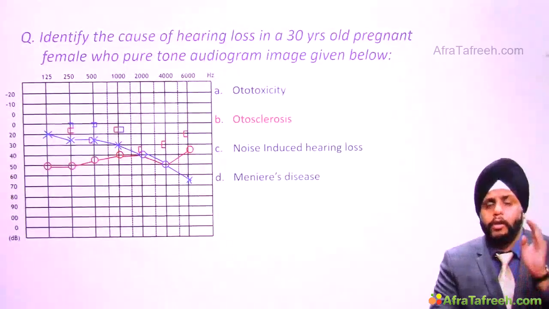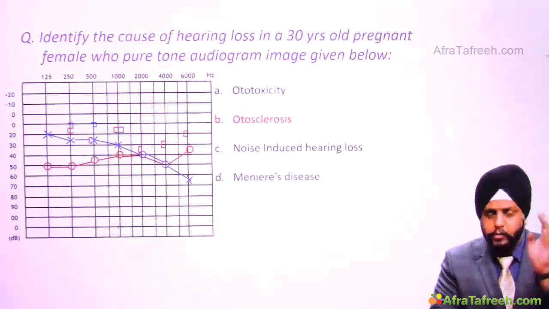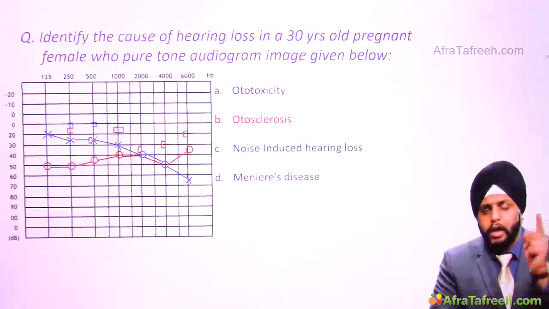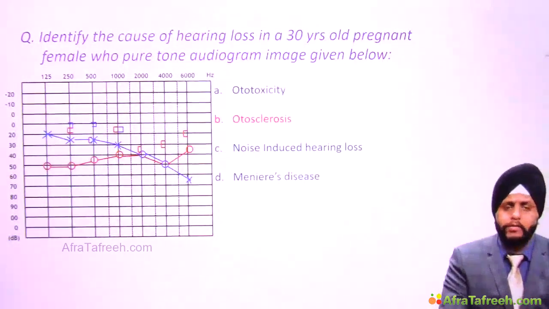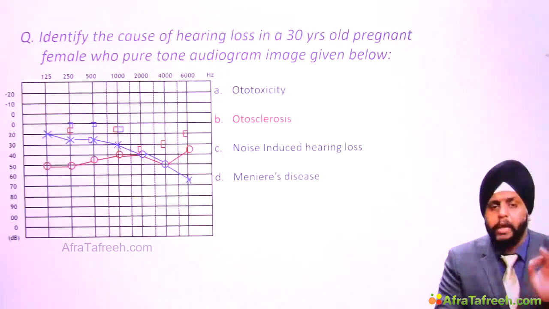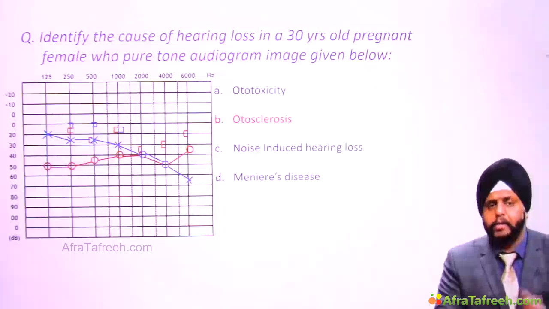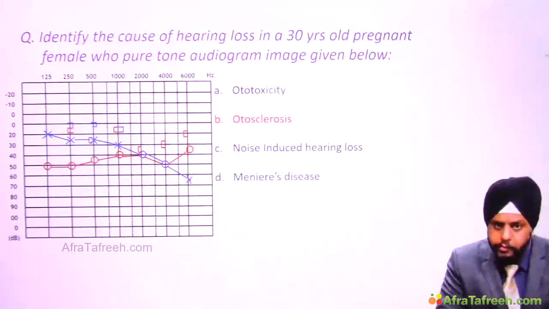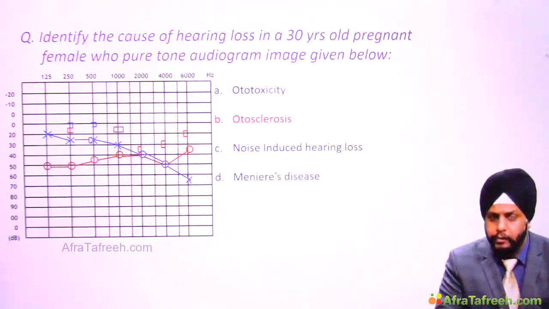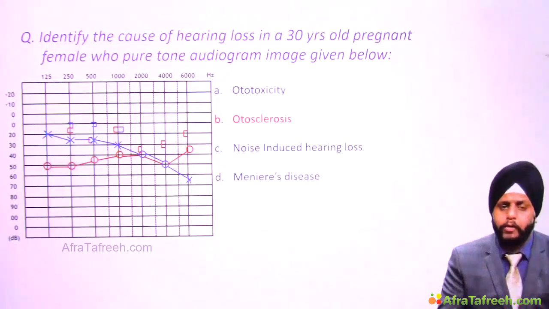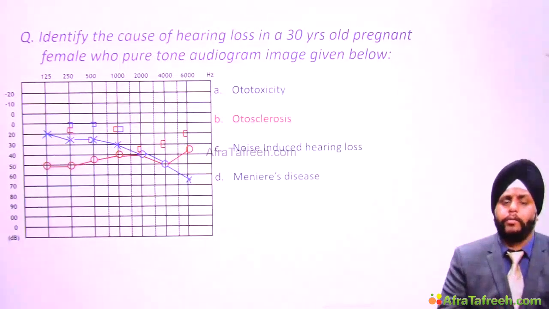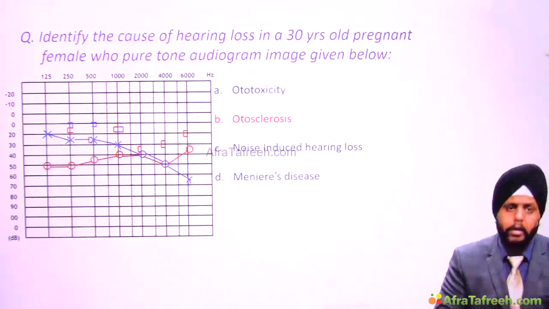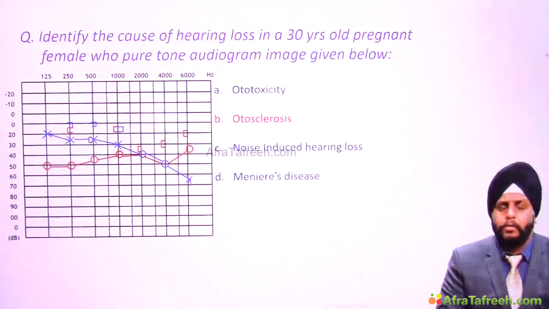Never go for the notch initially. First, always see what kind of hearing loss it is. As you saw, I first made sure it's a conductive hearing loss by looking at the AB gap. And then I said, okay, there is a notch also. So it's a case of otosclerosis. Suppose there was a notch but there was no conductive hearing loss, then we cannot say it's otosclerosis. So this is how you solve the questions of otosclerosis.